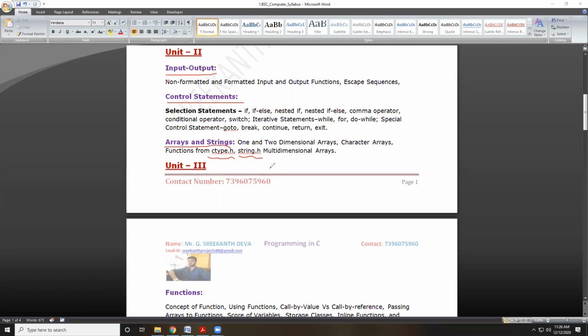These multi-dimensional arrays come under the arrays topic only. There we'll discuss one dimensional, two dimensional and multi-dimensional arrays. So this is about Unit 2. In Unit 2, how many subtopics are there? Three topics: one is input output functions, control statements, and another is arrays and strings. The remaining two units I will try to explain in the next session. Up to here, if you have any doubts, then try to ask me.